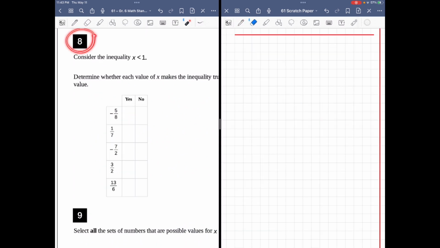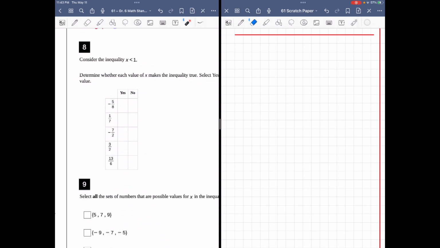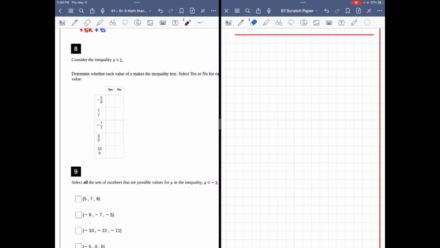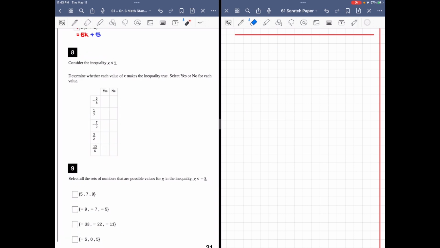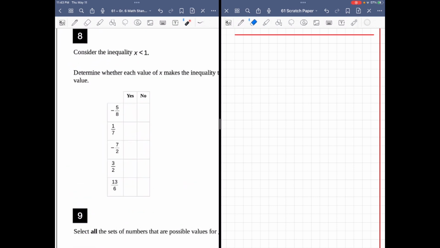Here is problem number 8. Consider the inequality x is less than 1. It says, determine whether each value of x makes the inequality true. Select yes or no for each value. So the inequality that we're using is x is less than 1, and we're going to test each of these values instead of x. So first we'll try negative 5/8 is less than 1. Is that true or false? Then we'll do 1/7 is less than 1. True or false? And so on.